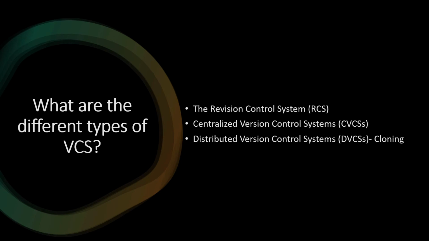And the last type of VCSs are distributed version control systems, or DVCSs. Clients don't just check out the latest snapshot of the files; rather, they fully mirror the repository, including its full history. Thus, if any server dies, and these systems were collaborating via that server, any of the client repositories can be copied back up to the server to restore it. Every clone is really a full backup of all data.